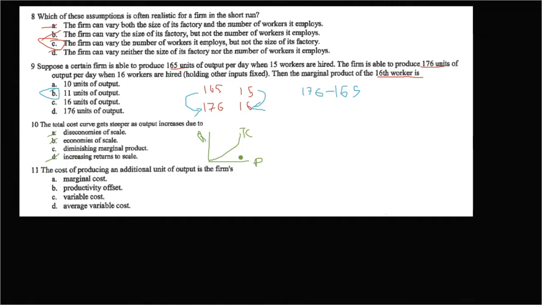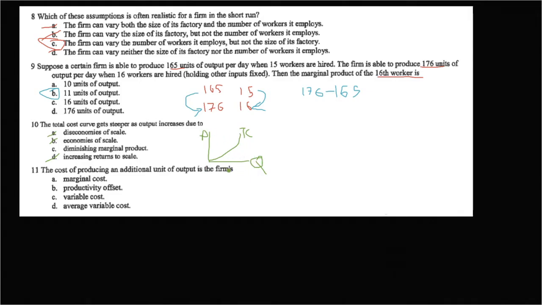But the idea is that when the total cost will increase, because... Why did I put the wrong axis? What the heck? Let's try this again. Q and P. There we go.